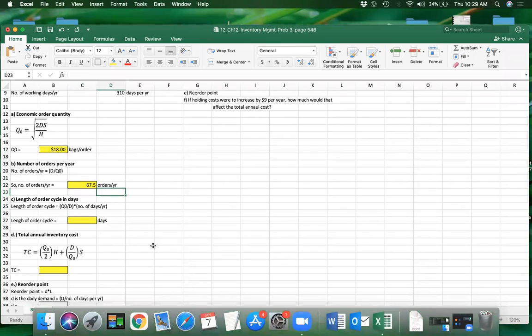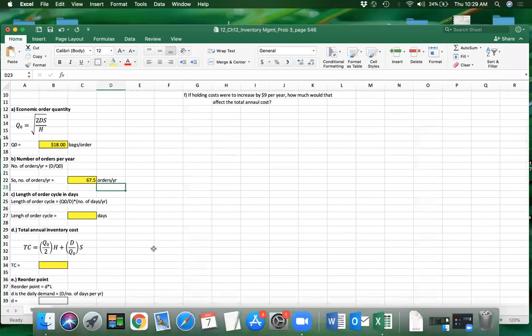Now third is the length of the order cycle in days, which means how many days an order is going to last. For that, the formula is basically the opposite of the number of orders per year. So we just take the economic order quantity and divide it by annual demand. Since the demand is annual, this ratio is going to give me time in years, and I want to convert that into days, so I have to multiply by the number of days per year. So this whole formula will give me how long an order is going to last.